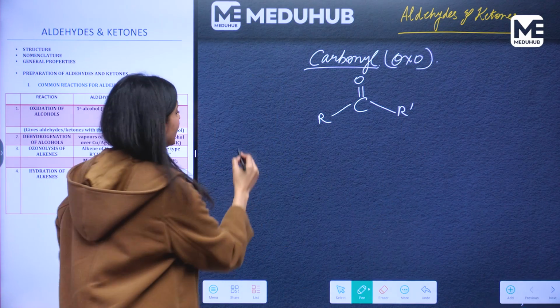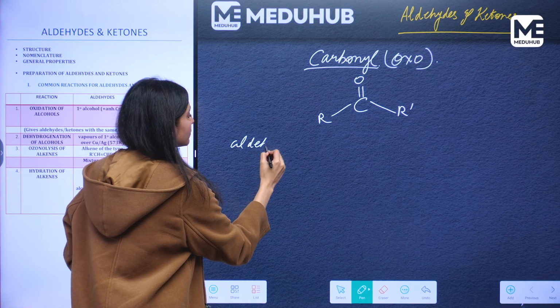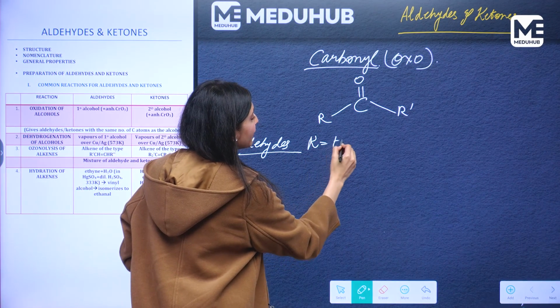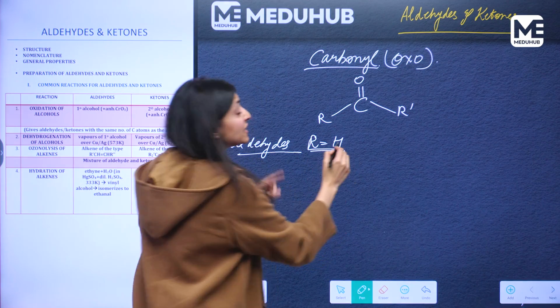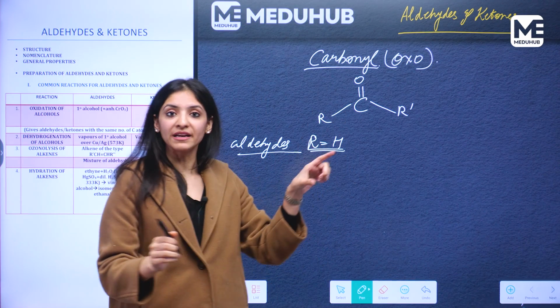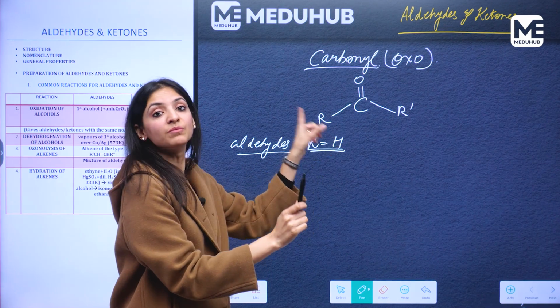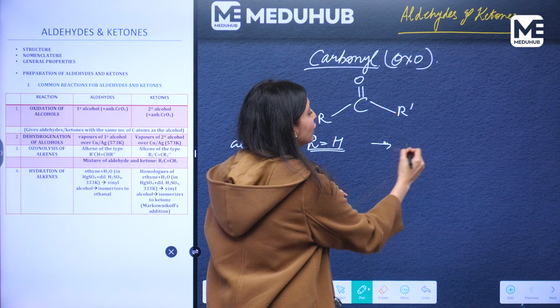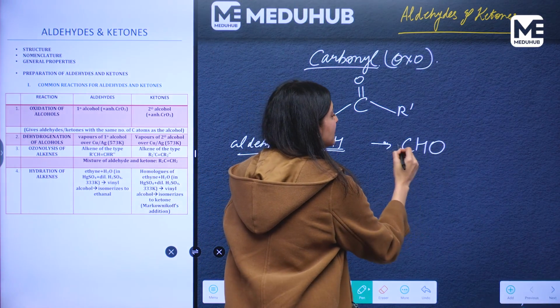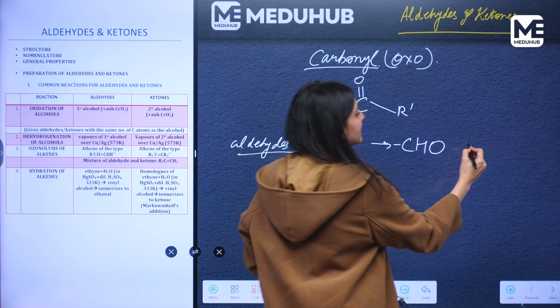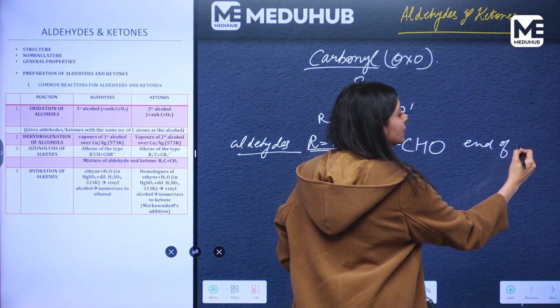In the case of aldehydes, one of these R groups is a hydrogen atom. So this means that out of the 4 valencies of carbon, one of the valency is satisfied by a hydrogen atom, which means that the aldehyde group, which can be written as CHO also, is always at the terminal end of a chain. So it is at the end of a chain.